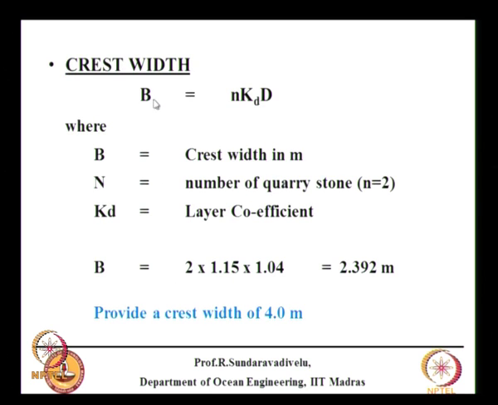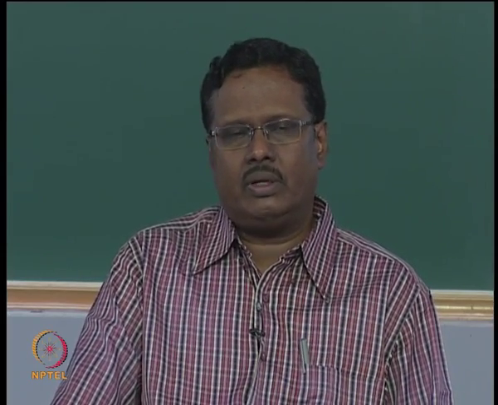Next we have to find the crest width, that also depends on number of layer stones, quarry stones, layer coefficient, and the crest width in meters, and B will be 2.392, but we provide 4 meter because for construction purpose when you do it on an end on method, the lorry and others have to travel, that is why we give 4 meter. This is for very small fishing harbours, whereas when you go for main port breakwater, minimum width required is about 8 meters because we need 2 lane highway.